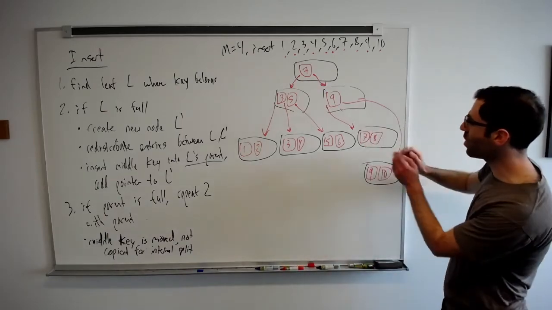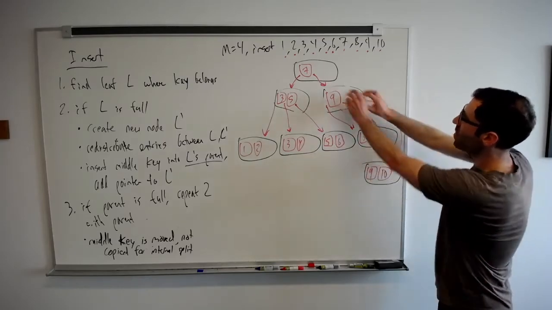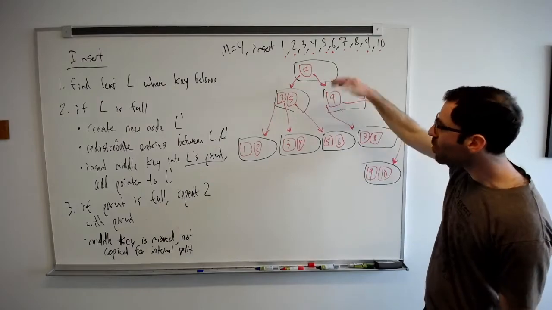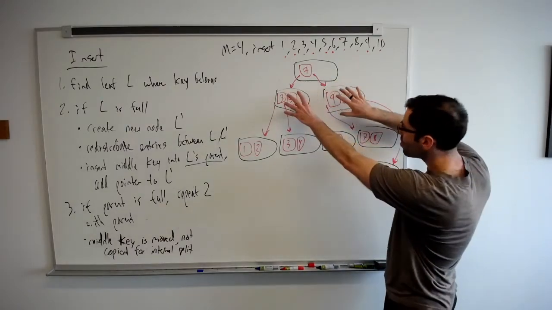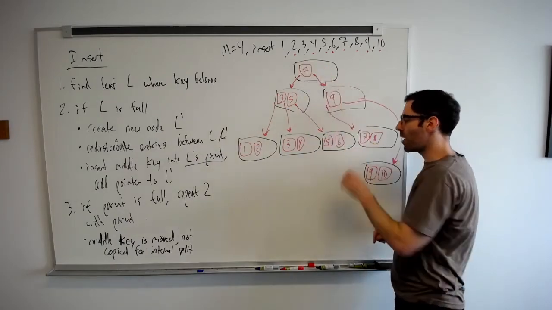And so this was our recursive splitting, where we split the leaf, then the parent was already full, so it had to split. And there were a lot of steps involved. We redistributed which nodes get which pointers, which value gets pushed up.